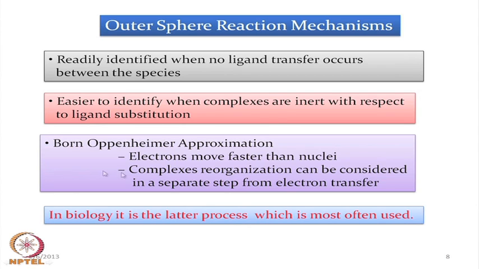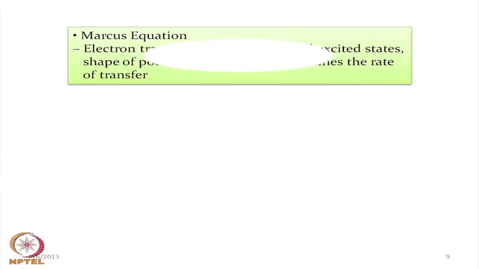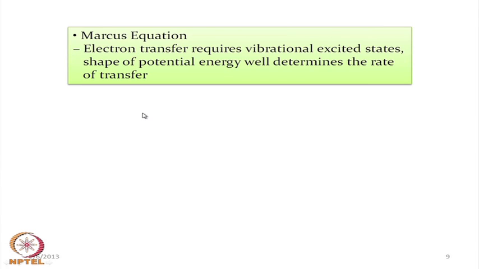In biology, the outer sphere reaction mechanism is the form most often used for this type of electron transfer reaction. The Marcus equation is also applicable here, and electron transfer requires vibrational excited states, and the shape of the potential energy surface will determine the rate of the electron transfer. The Marcus equation proposes a particular reaction rate which can tell us what type of electron transfer can take place, and different thermodynamic and kinetic parameters can be derived using this equation.